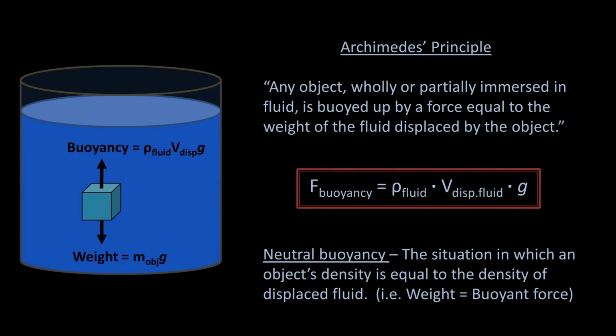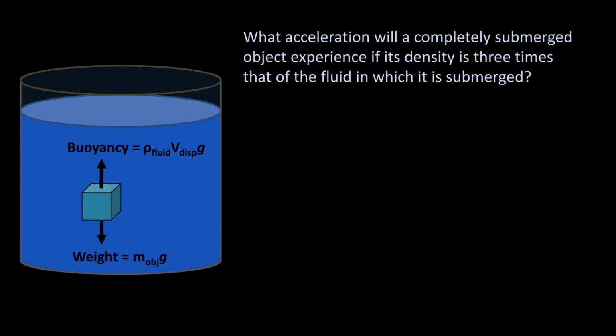Let's look at an example of using buoyancy to solve a physical problem. What acceleration will a completely submerged object experience if its density is 3 times that of the fluid into which it is submerged? So density of the object equals 3 times density of the fluid. From classical mechanics, we know that the sum of the forces acting on an object will be equal to the mass of the object times its acceleration due to those forces.